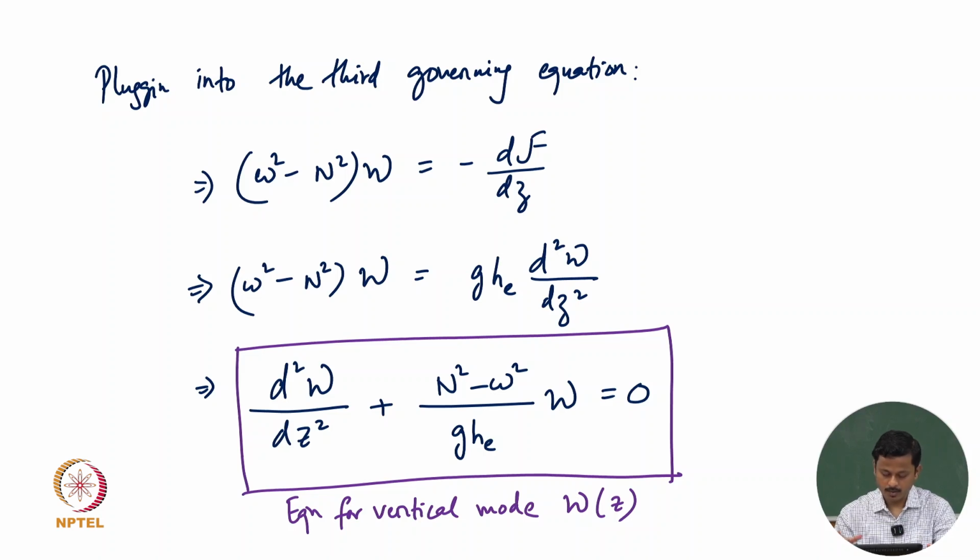So once we have this one, we'll see how we find u, v, and p. We'll also see how the dispersion relation is modified in the next lecture.